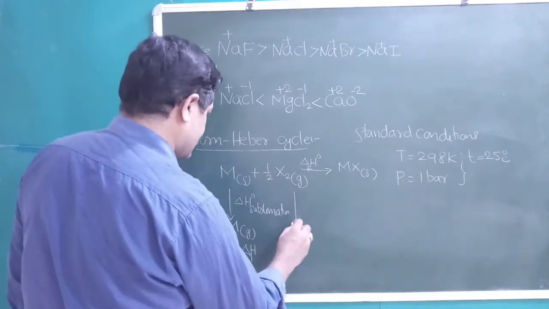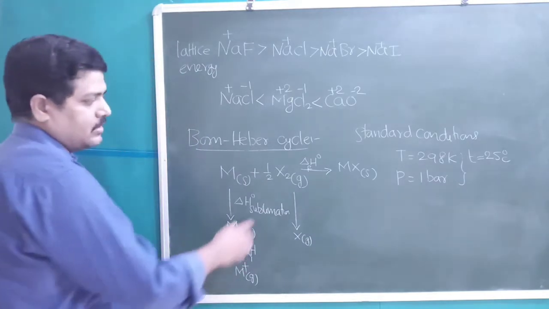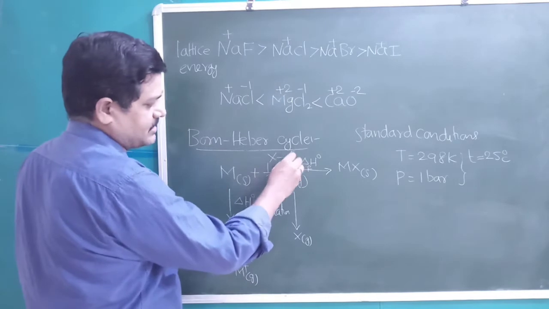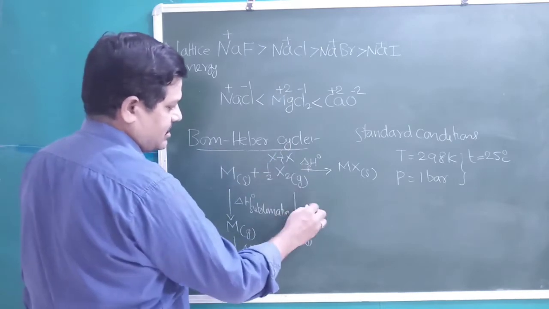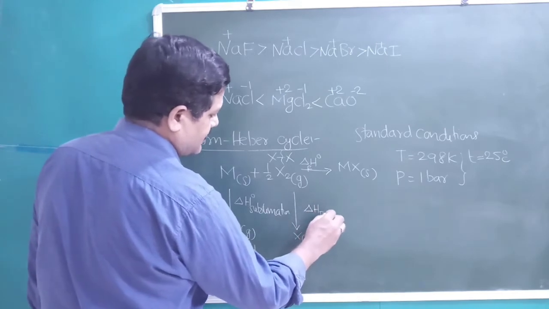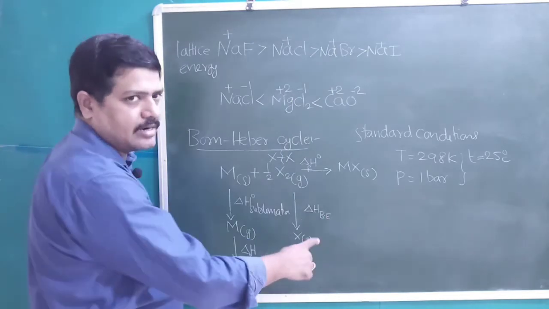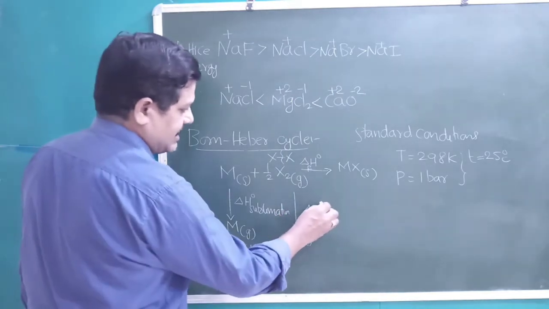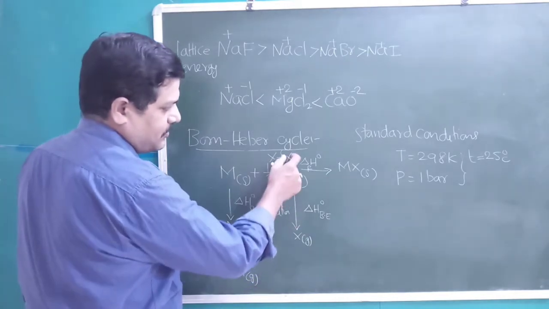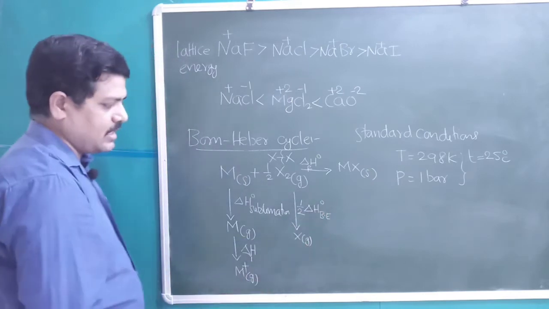We need X gas, and only one atom is required. Then we need to break the bond between two atoms of X. The energy released or enthalpy change accompanied is delta H bond dissociation energy, delta H BE. The standard condition we can indicate with the naught, right? Only half of this is required, so half delta H naught BE, right?